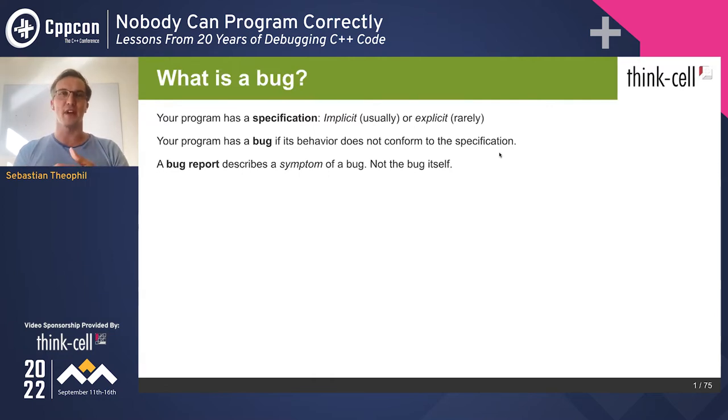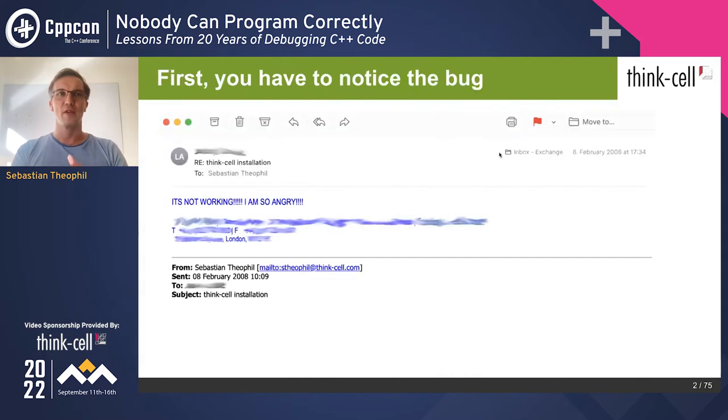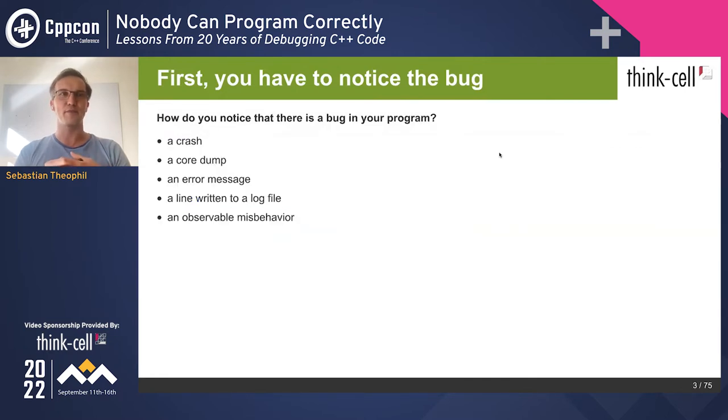Now, bug reports can take many different forms. This is a bug report that I received. You can see from the date of that email, I received it 14 years ago, and I remember it to this day, because it's not a very good bug report. Of course, it is very short on details, and I find the attitude is a bit off. So there are way better ways to get bug reports.